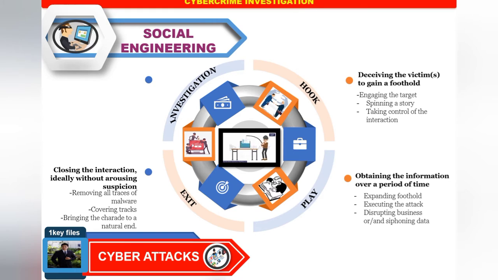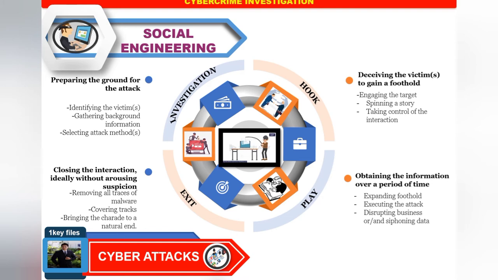Let's say, for example, that when he trusts you, he will lend you his or her cell phone or even computer. Then next is closing the interaction, ideally without arousing suspicion, like for example removing all traces of malware. Say you are the only person whom he or she lets use his or her devices. So in order not to be suspected, and to remove evidence, you remove all traces of malware.